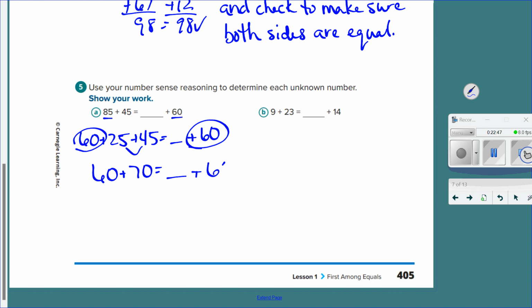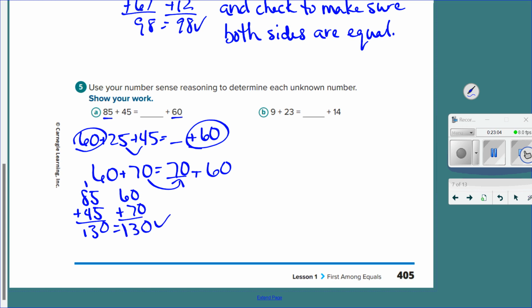Now we can verify, so I'm going to check it. I'm going to go 85 plus 45. That's going to give me 130. Then I'm going to do the other side, 60 plus 70, 130. Does 130 equal 130? Yes. Check. So I know I did it correctly. Make sense? Yes.